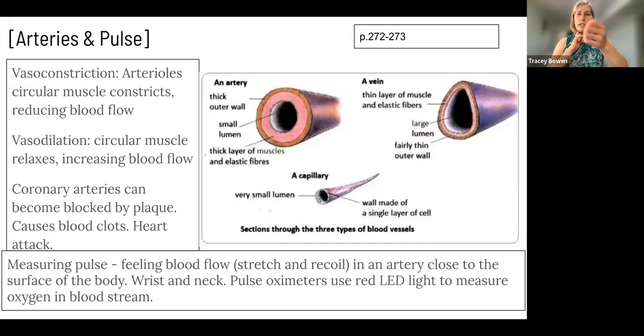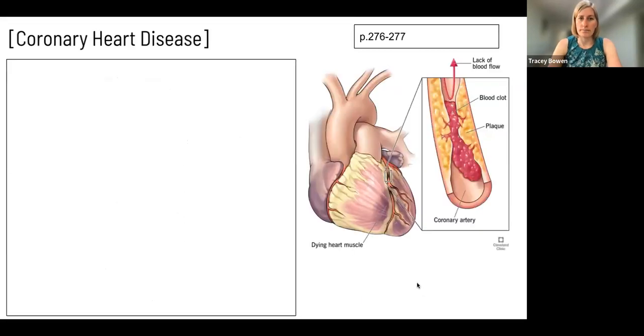You can also do it on the inside of your wrist. So you're going to take your wrist and 2 or 3 fingers right on, I can't turn my wrist that much, underneath your thumb, right on the edge, and you can feel your pulse that way. Pulse oximeters are the tools that they use in hospitals to measure how much oxygen is in your blood and what your pulse is, and they use a red LED light to measure the oxygen in the bloodstream.